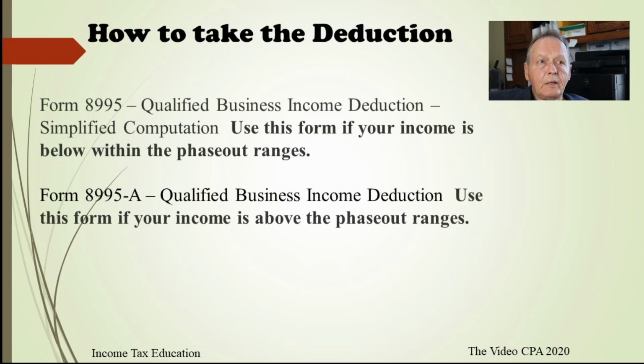All right, how do you take the deduction? It's taken on Form 8995. That's the simplified form. And the IRS wants to confuse us here as usual, so the simplified form is not called 8995A, like the old 1040A used to be, which was a simplified form. It's just 8995, and that's the simplified form. 8995A, if you remember, is the more complex form. 8995 is used if you fall within the income limits. 8995A is used if you fall outside or above those income limits. And the only people that are going to be using 8995A are in favor type businesses, which means they're not an SSTB type business.